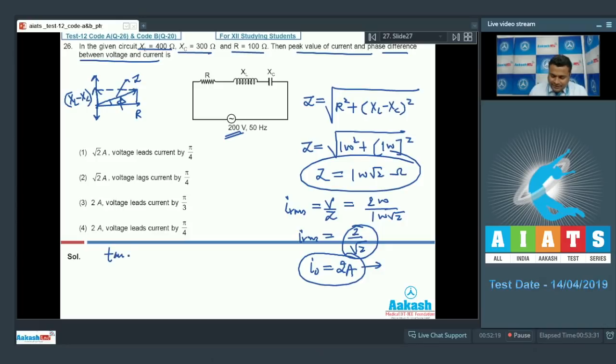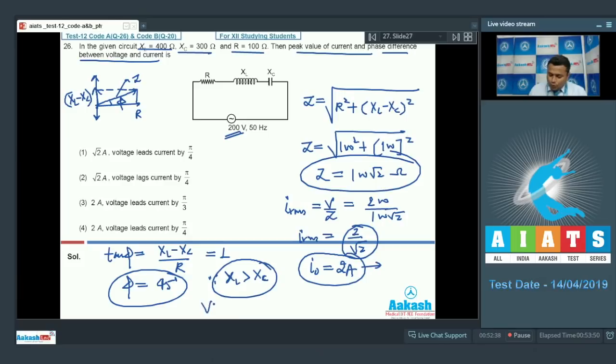From here tan phi we can write perpendicular upon base, that is XL minus XC divided by R, which comes 1. So phi will be 45 degree, and since XL is greater than XC, voltage leads current by phase difference pi by 4.